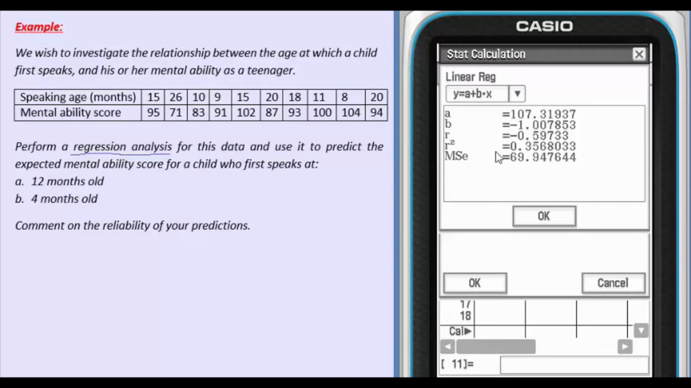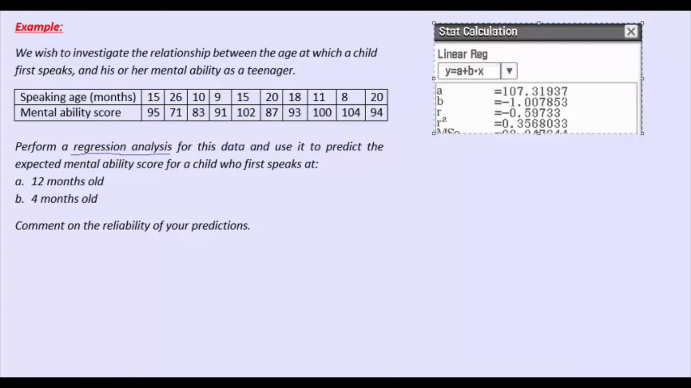So let's get this stuff and we'll write it down on our page. Now I know I said I'd write it on the page, but I've been a little bit naughty and I've just copied it straight down. So this means we now have an equation of y equals a plus bx, so that's 107.3 plus b, which is negative 1.01 times x.